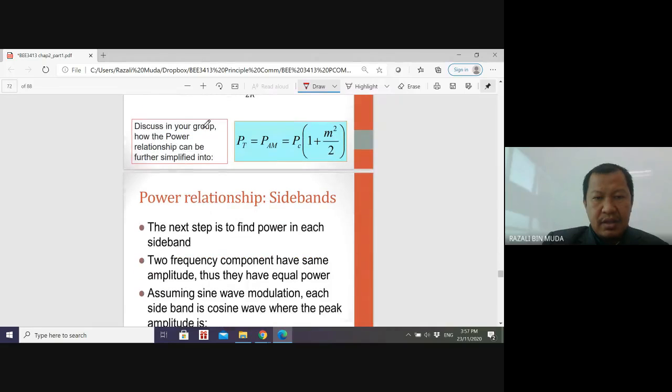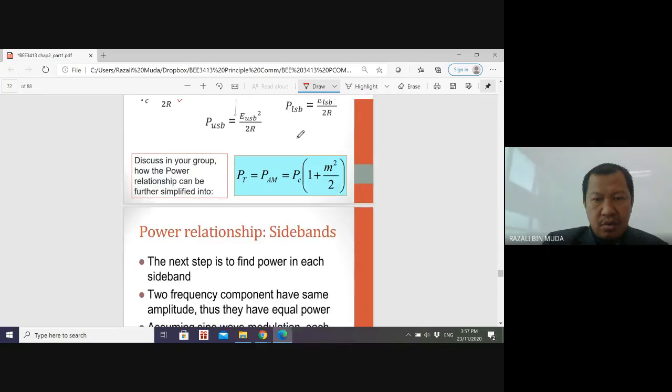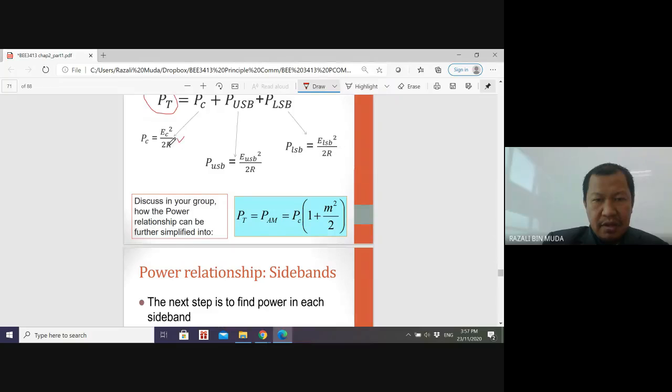Discuss in your group, discuss with your friend how the power ratio can be further simplified into this. So how you can further simplify this equation, this one plus this one plus this one, become this equation.